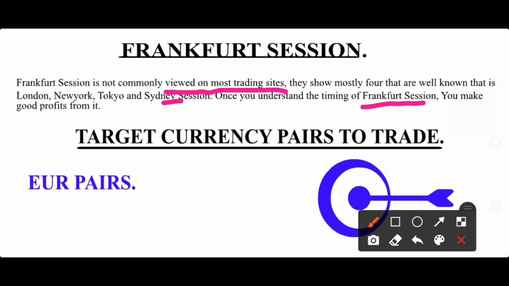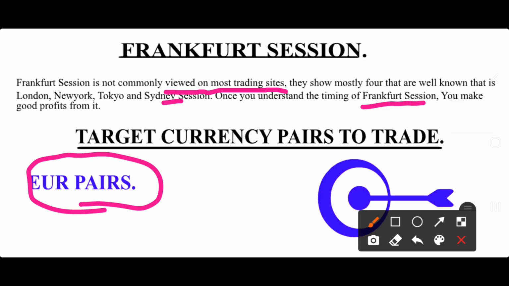So the target pairs are normally euro pairs, and it's also a good session which moves smoothly and has a lot of opportunities where you make more pips, which are equivalent to the money. So you should have it in the back of your mind. And the good thing is that most of the apps show it, but most of the books don't talk about this session.